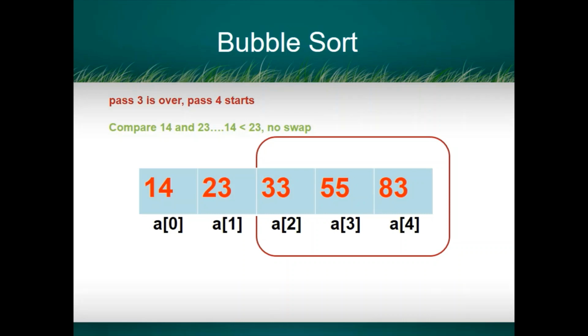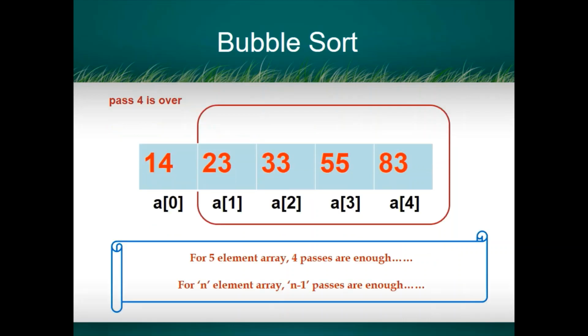Again we compare the first two elements 14 and 23. 14 is less than 23, so we need not swap the elements. So pass 4 is also over. So the final observation is for a 5 element array, 4 passes are enough.